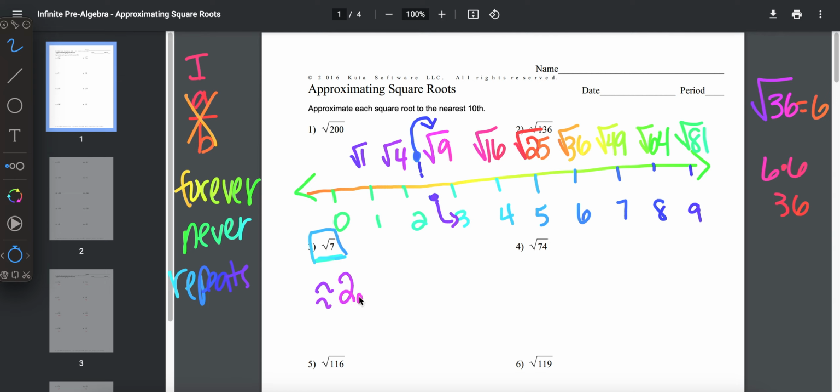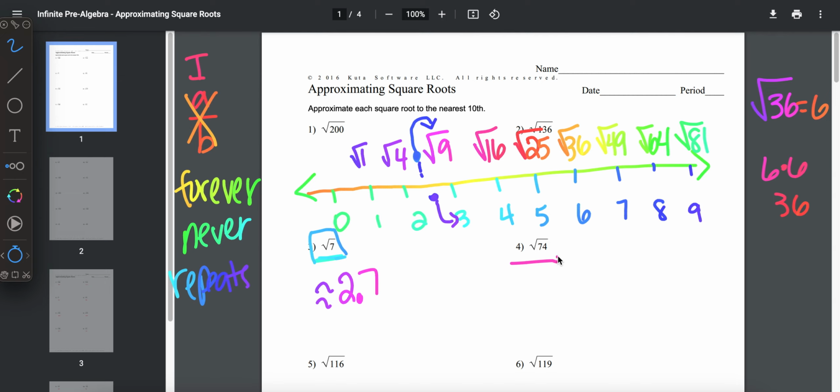So that means it has to be greater than 2.5. So I'm going to approximate it at like 2.7. I'm just looking to see if you make it greater than 2.5 and make it closer to the whole number of 3 or closer to the whole number of 2. Okay?